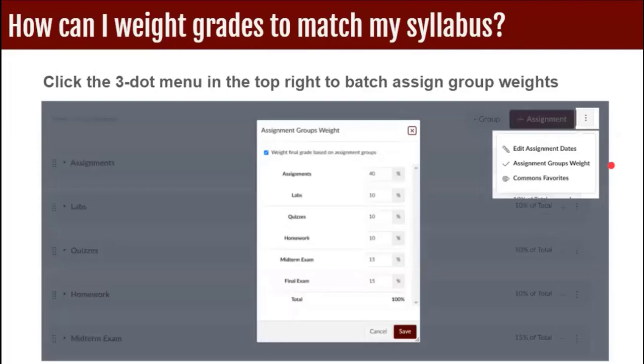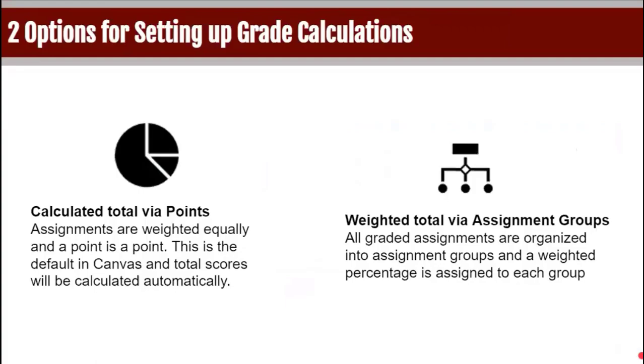You can set the group totals by clicking on the 3-dot menu that's over on the right-hand corner of each group, but you can also do it in a batch by clicking on the 3-dot menu at the top right-hand of the assignments group page, which will allow you then to customize all of the grade percentages and view the total.